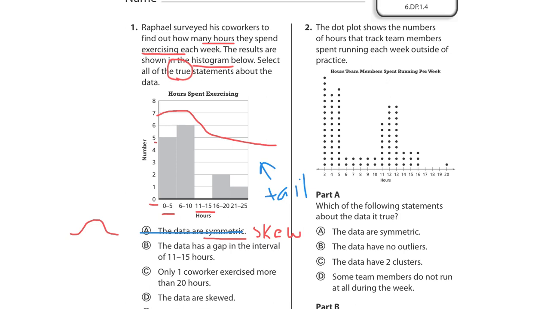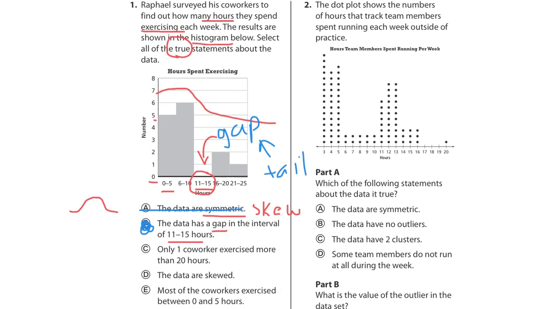Not the answer. The data has a gap in the interval of 11 and 15 hours. A gap is a space. And this one, between 11 and 15 hours, there is a gap. This is a gap. So this one is correct. B is correct.